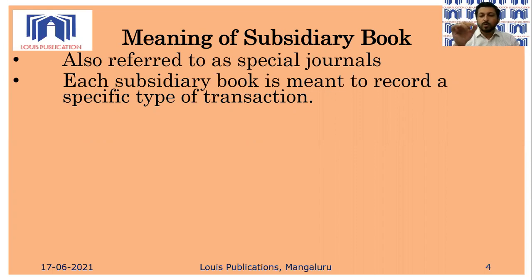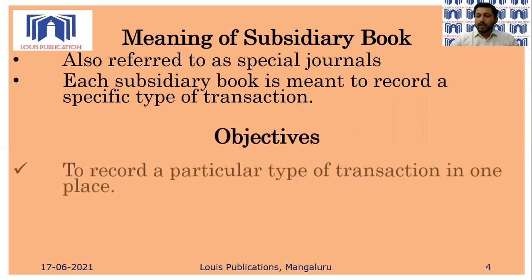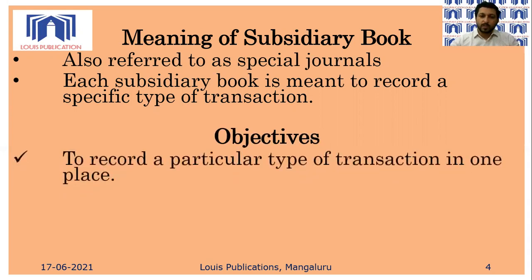If I purchase goods for cash, I record it in the cash book. So for every transaction, there is a book identified, and all such transactions will be recorded in specific subsidiary books. Now, there are three basic objectives of subsidiary books. One is to record a particular type of transaction in one place.